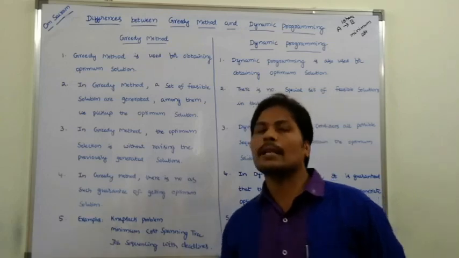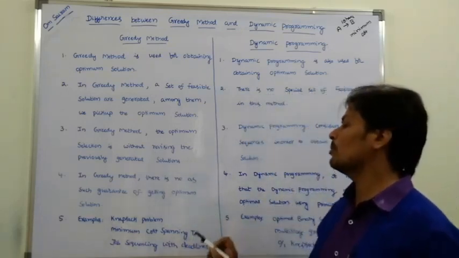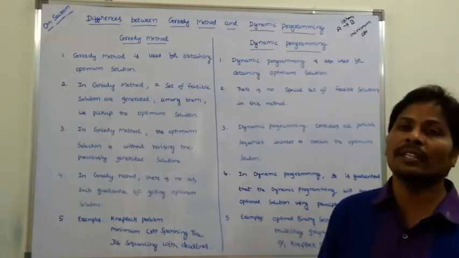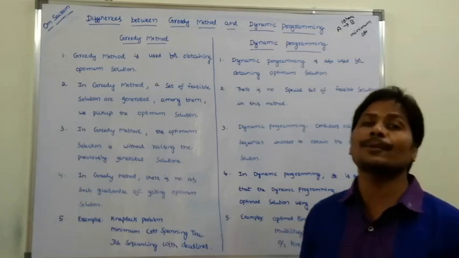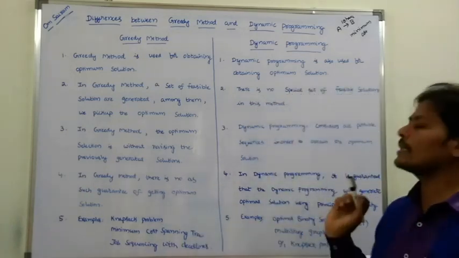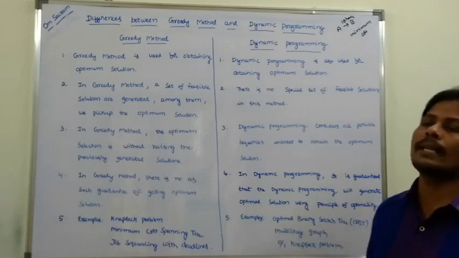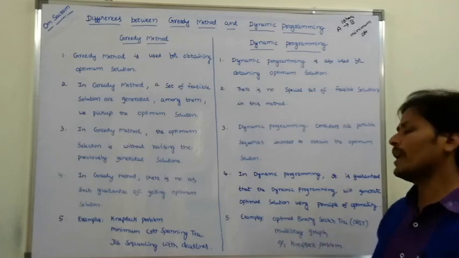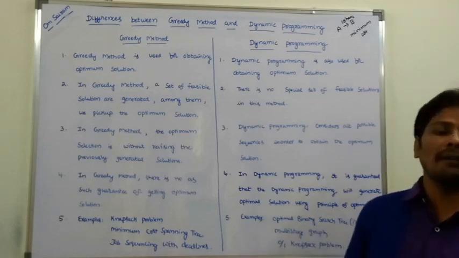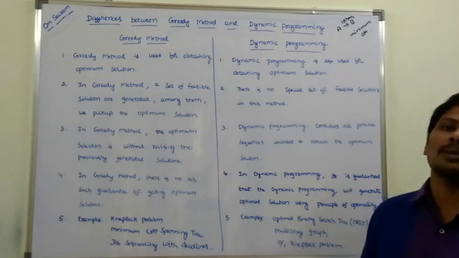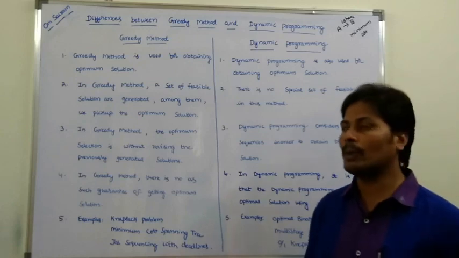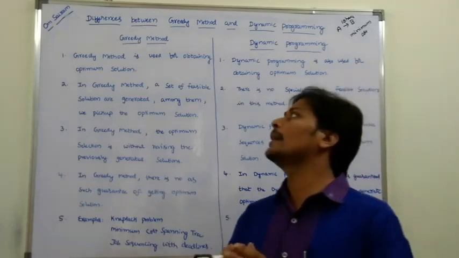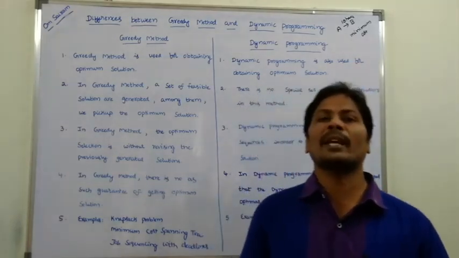Next, what are the examples of the greedy method? Knapsack problem, job sequencing with deadlines problem, minimum cost spanning tree, optimal storage on tapes, optimal merge pattern, single source shortest path problem. What are the examples of dynamic programming? Multi-stage graph, optimal storage on tape, optimal binary search tree, that is OBST, 0/1 knapsack problem, traveling salesperson problem, all pairs shortest path problem, single source shortest path problem. These are the examples of dynamic programming. So these are the differences between the greedy method and dynamic programming.